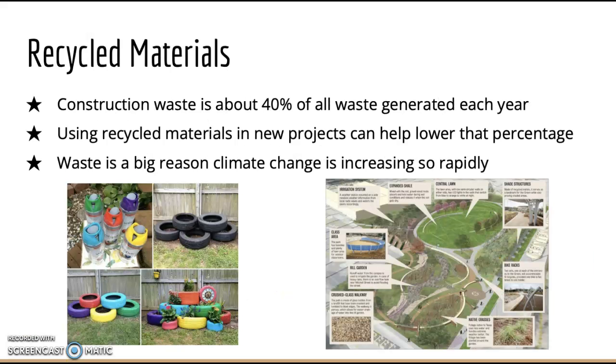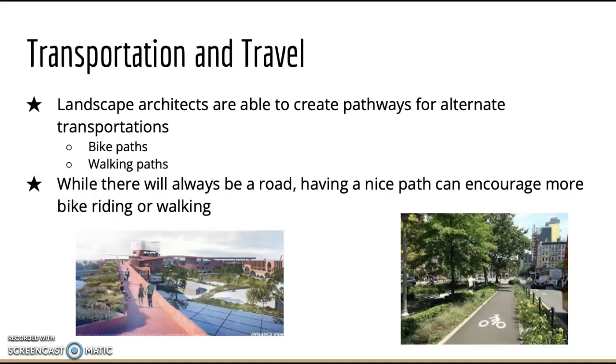Another way would be recycled materials. So construction waste is about 40% of all waste generated each year. Using recycled materials in new projects can help lower that percentage. Waste is a big reason climate change is increasing so rapidly. So in the picture in the bottom left, I put a picture of how citizens can help use recycled materials. And then in the bottom right, it's a picture explaining all the recycled materials that were used for this specific project.